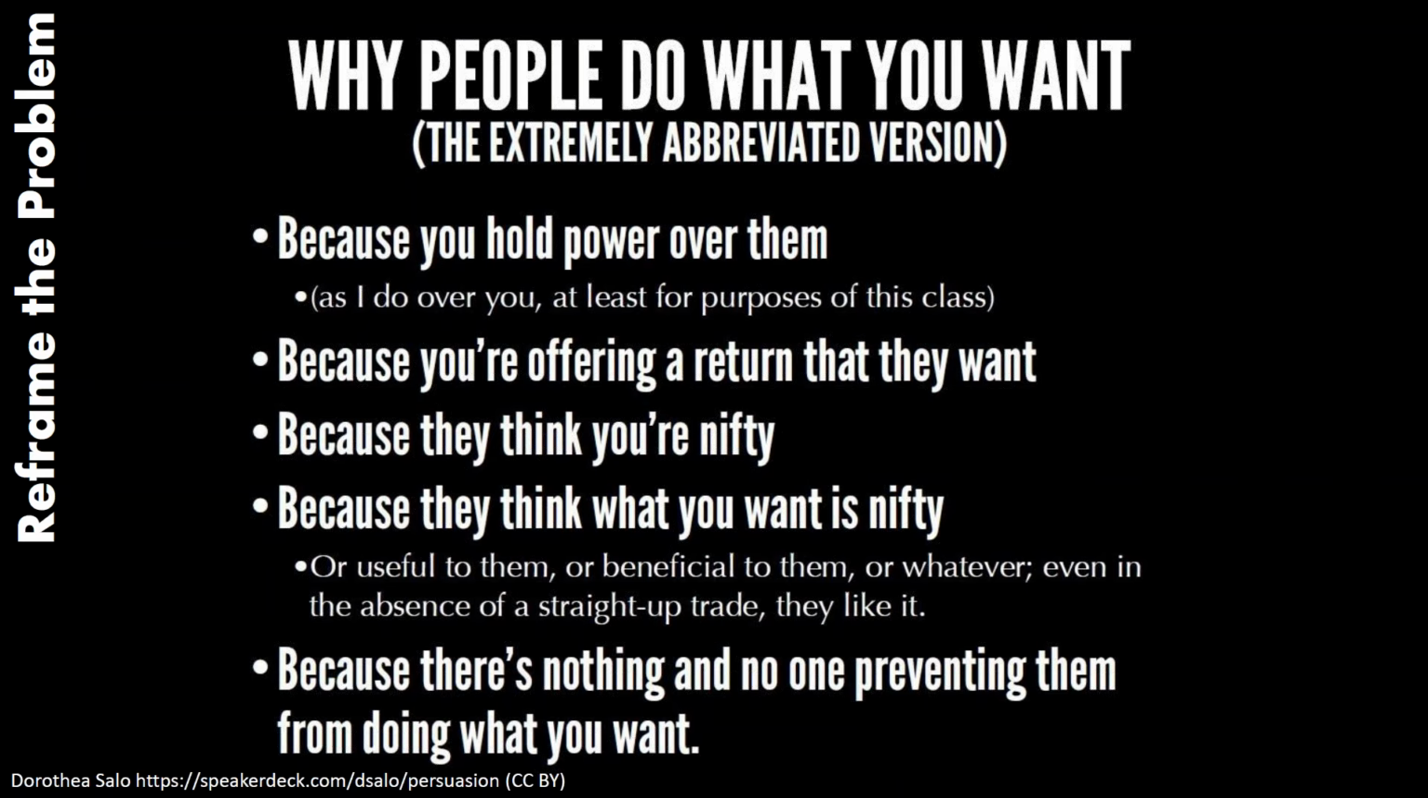Number 2, because you're offering a return that they want. That's something I can work with. Number 3, because they think you're nifty. If you've got that as a librarian, if you've got good relationships and people like you, you should totally trade in that. But you can't always rely on that as a basis for persuading people to do what you want. Number 4, because they think what you want is nifty. Let me just say open data and leave it at that, that maybe that's not always going to work.